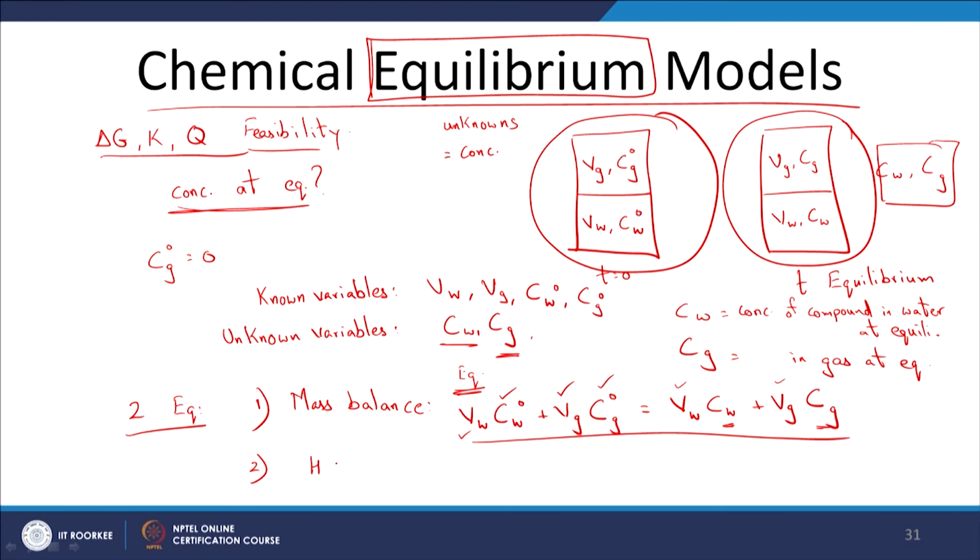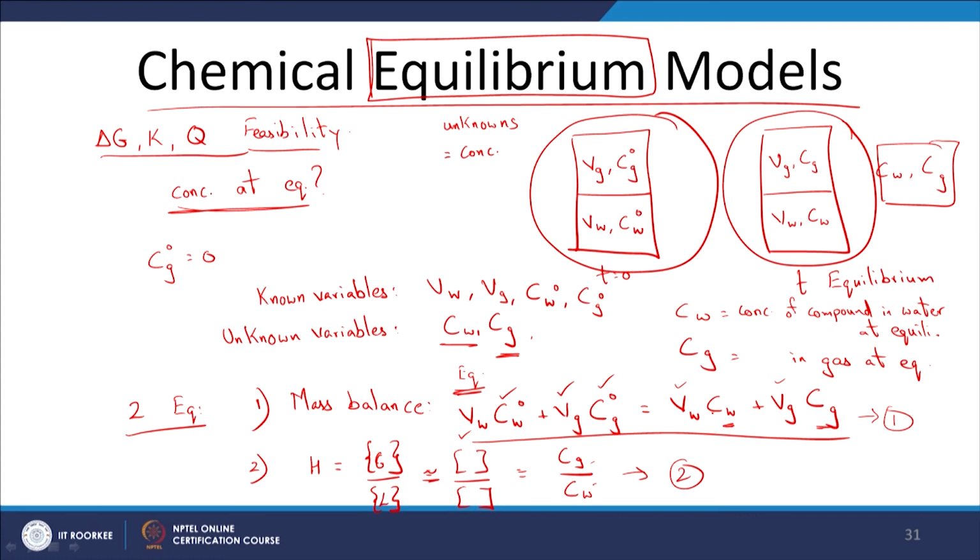And what is that here? We know that Henry's constant is going to give us the ratio of the activity of the compound in the gaseous phase to the liquid phase. If I approximate that by concentration, that is going to be equal to the concentration in the gaseous phase divided by the concentration in the aqueous phase at equilibrium. So, now I have two equations and two unknowns, and with that I will be able to solve the relevant system here. So, what are we looking for here always?